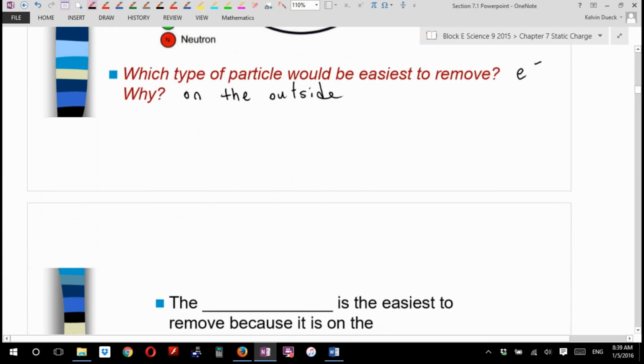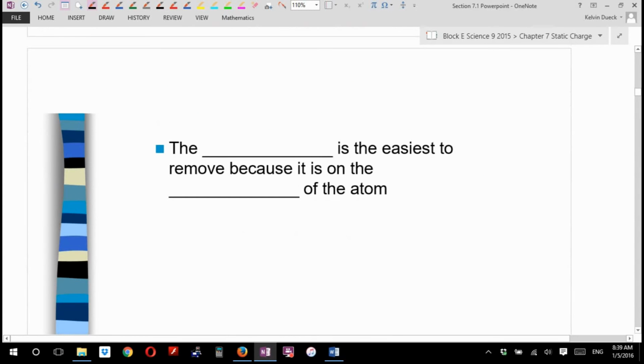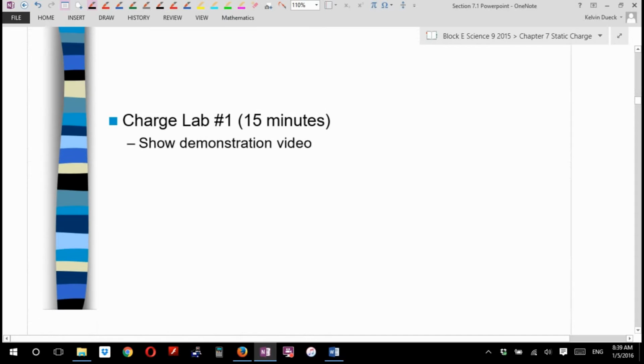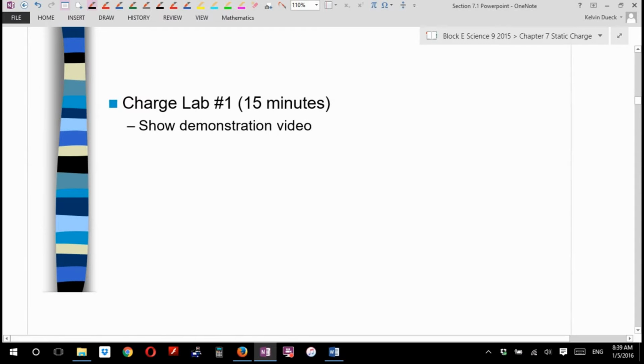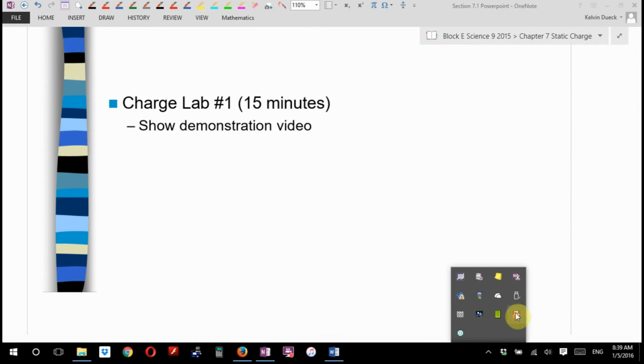Okay. So, the electron, I knew I had to fill in the blank for you. The electron, because it is on the outside of the atom. Right? We're going to do a short lab. And I have to show you a little video, but first let me give you the handout. Let me pause my video.